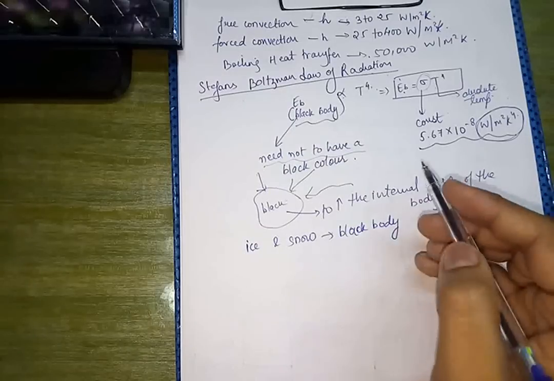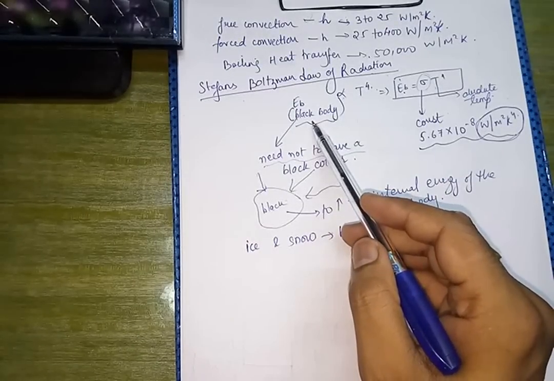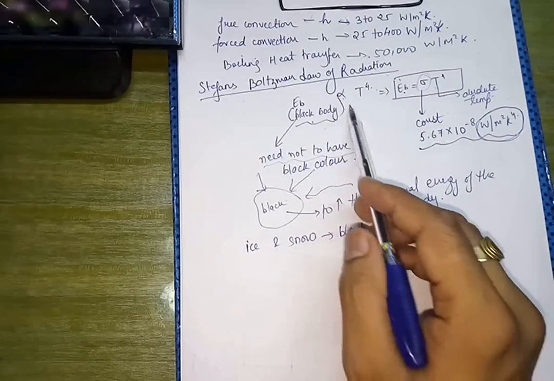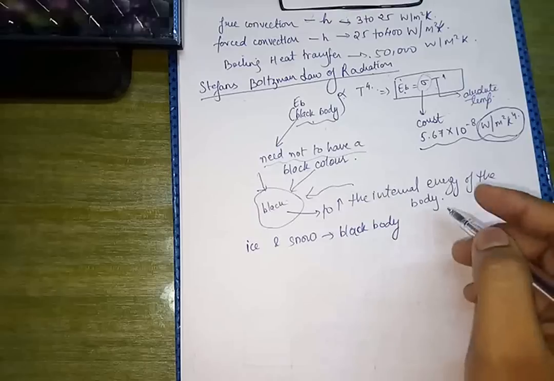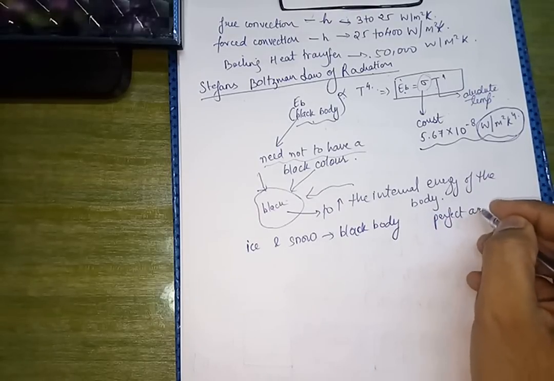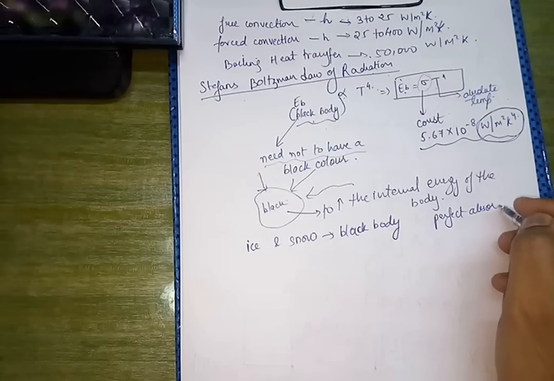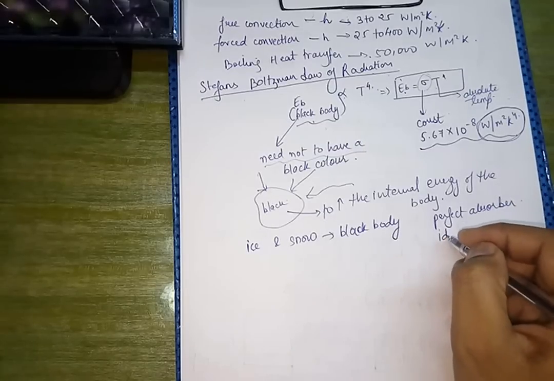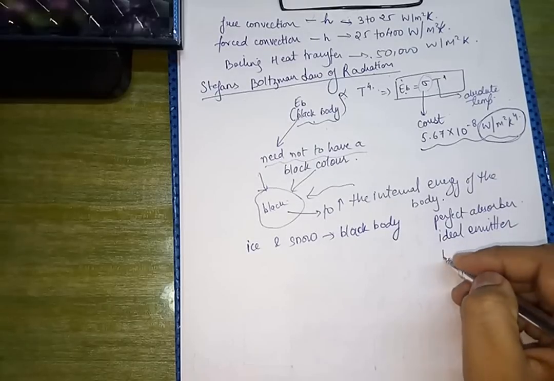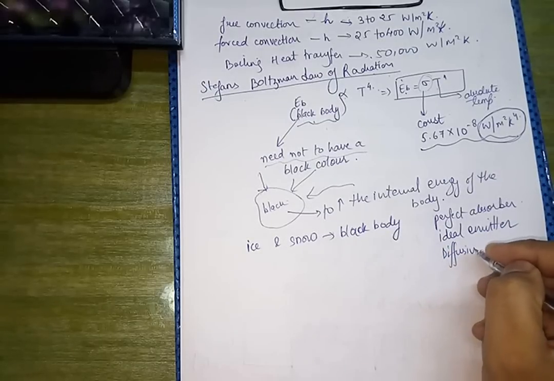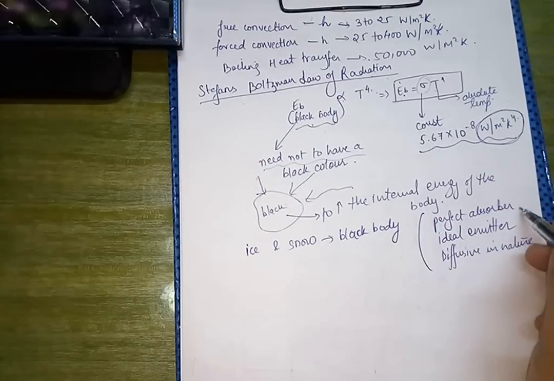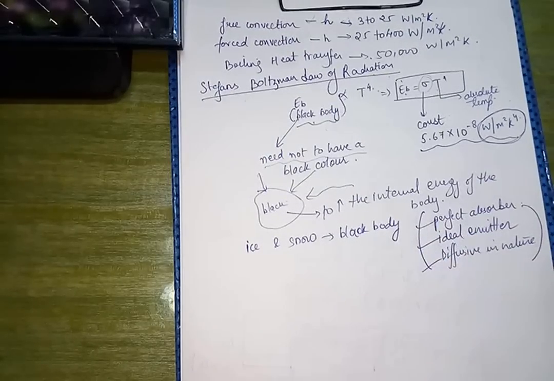Alright, so a black body may be defined as a body which absorbs all the radiation falling on it. So the characteristics of a black body are: perfect absorber, it absorbs all the radiation falling on it, ideal emitter, and it is diffusive in nature. So please keep in mind these three properties of the black body.